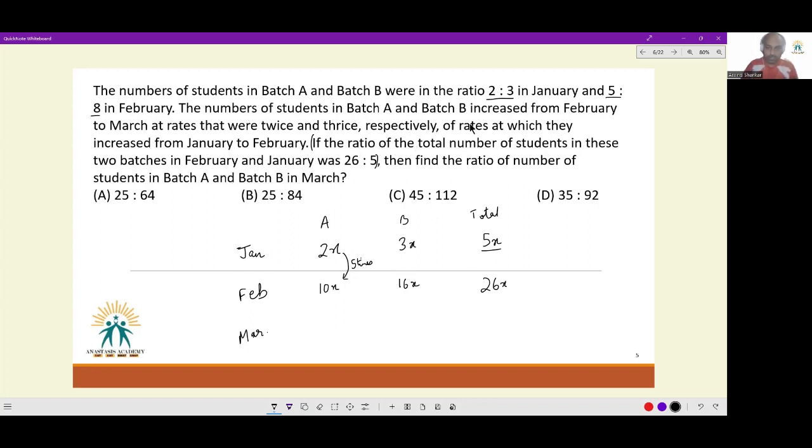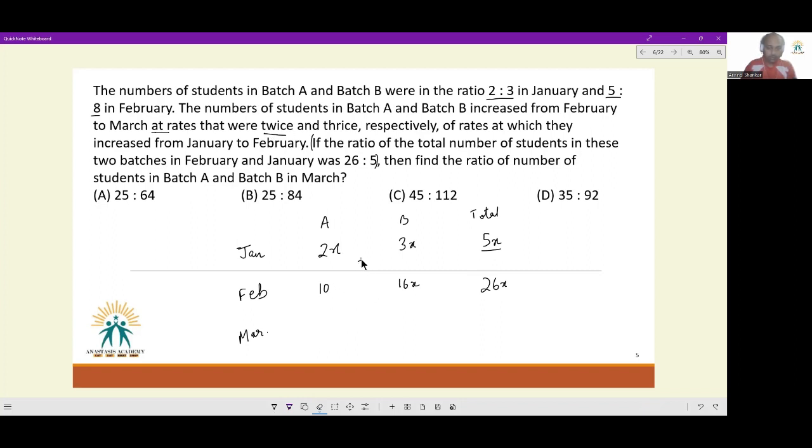The number of students in batch A and batch B increased from February to March at rates that were twice. Right now, I'm only looking at A. It is at a rate of twice. So does it become 10 times? Does it become 100? No, it does not become 100, because, pay attention, they're saying the rate of increase is double.